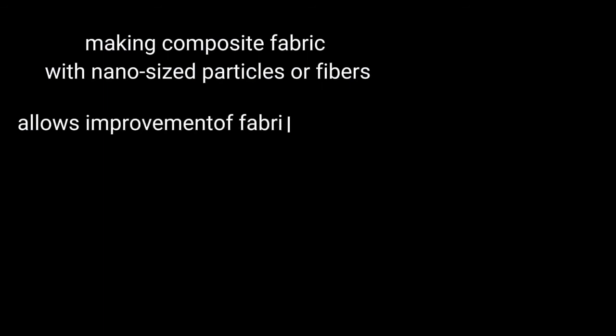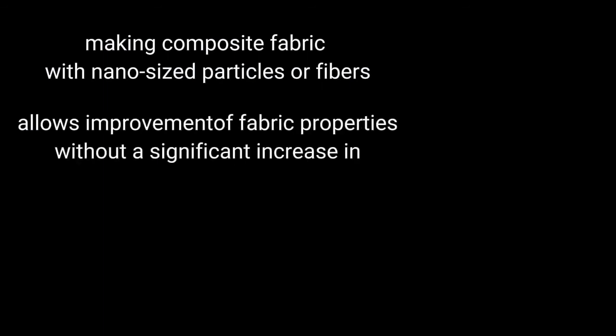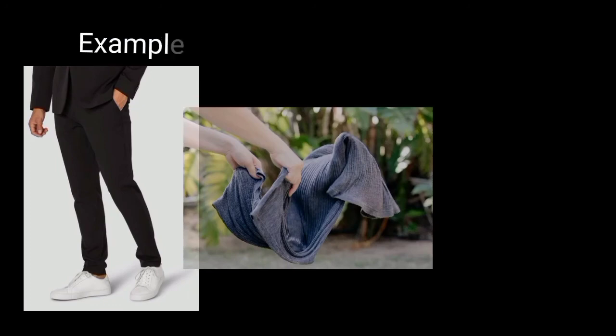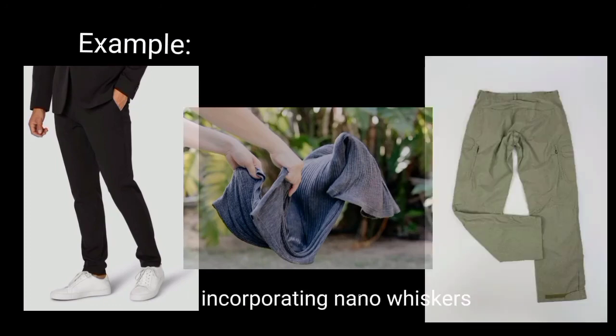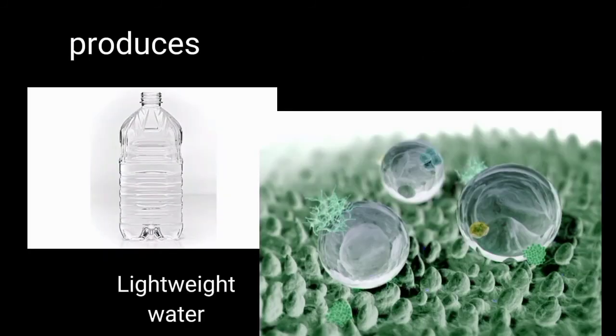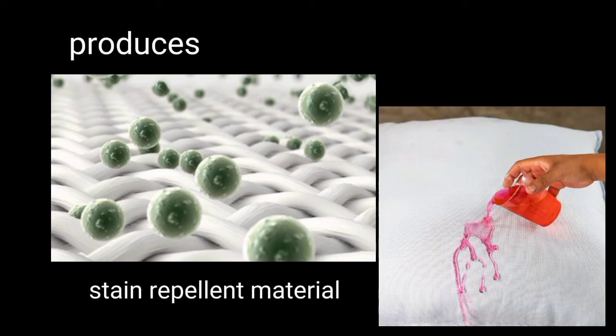Additionally, making composite fabric with nano-sized particles or fibers allows improvement of fabric properties without a significant increase in weight, thickness, or stiffness as might have been the case with previously used techniques. An example of this is incorporating nano whiskers into fabric used to make pants, which produces a lightweight, water and stain repellent material. So there are current nanotechnology applications in fabric.